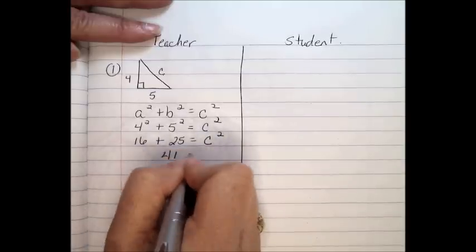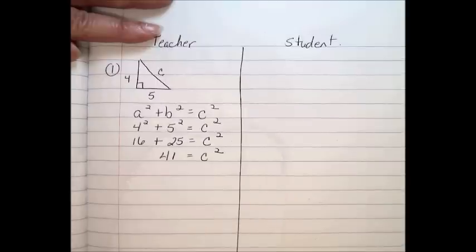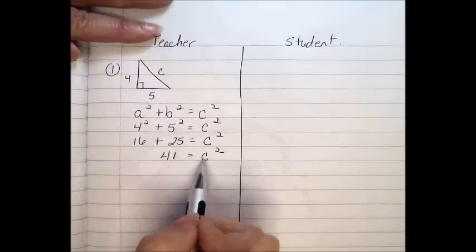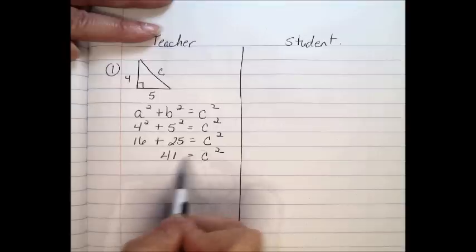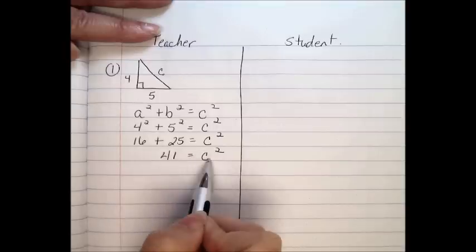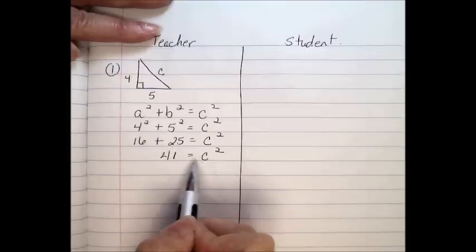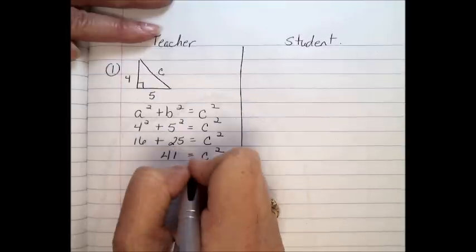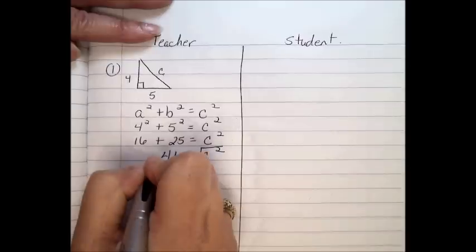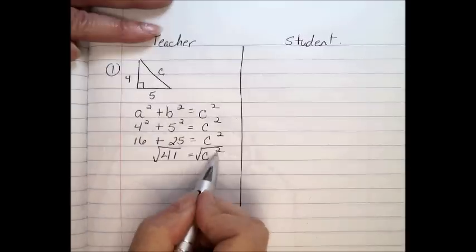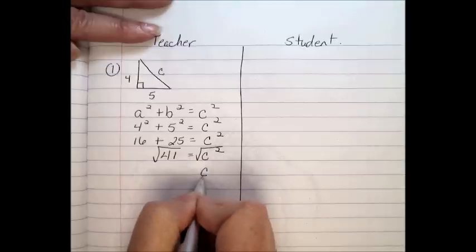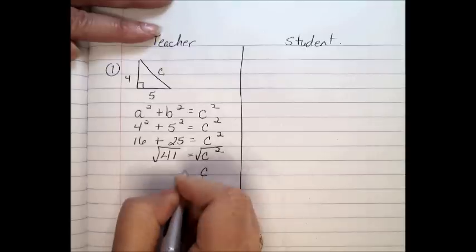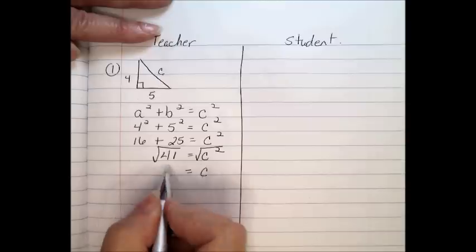Now, I found what C squared equals. I need to know what just C equals. So how do I simplify this? Well, if I know what C squared equals, in order to find C, I need to take the square root. And if I take the square root of C squared, that will give me C, because C times C is C squared. Now, the square root of 41 isn't a perfect square. C is equal to the square root of 41.